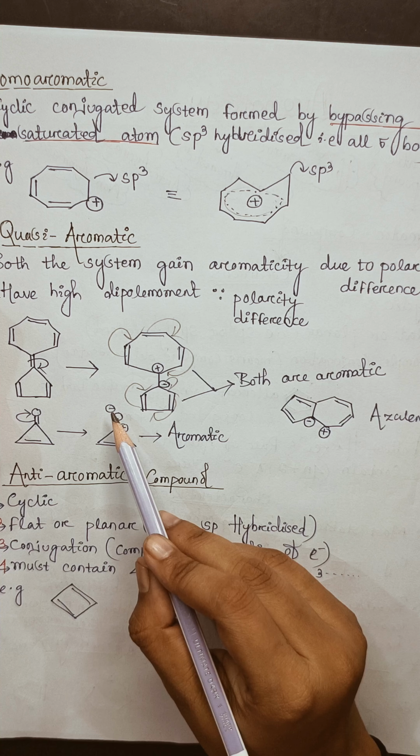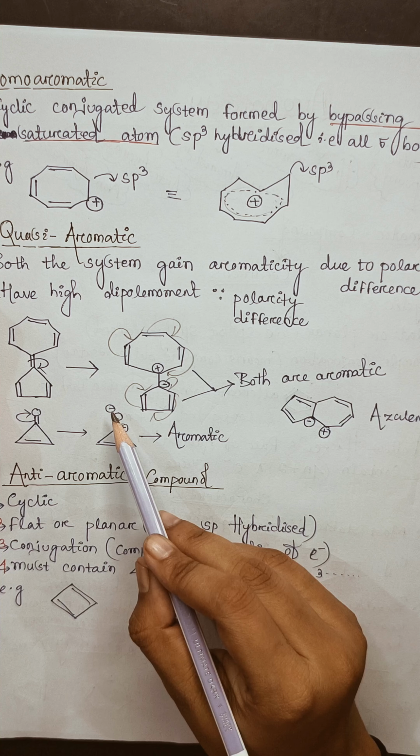Here is cycloheptatrienyl cation. It is cyclic, it is planar because all carbon atoms are sp2 hybridized. Here is also complete delocalization of pi electron. Next one, it contains 3 pi bonds, that means 6 pi electron, so it follows Huckel's rule, so it is also aromatic.